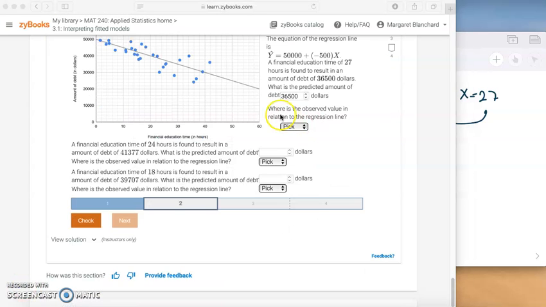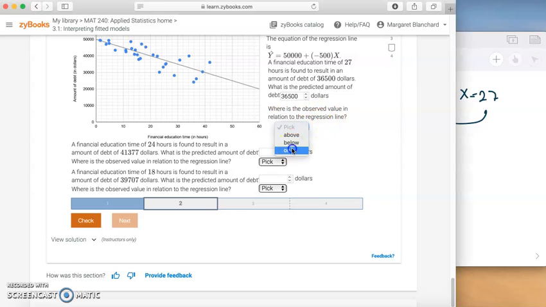All right, so where's the observed value in relation to the regression line? It's on it, it looks like, because it's saying that it observed 36,500, and then we found through our calculation that the predicted amount was 36,500. All right, so it's on the line. Now, one thing you'll more often than not see is that it'll be below or above. And I'm thinking we'll see that in the next couple of steps.